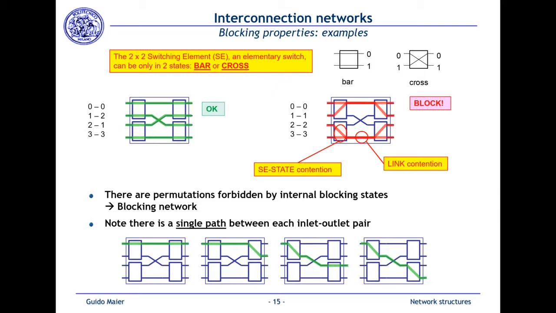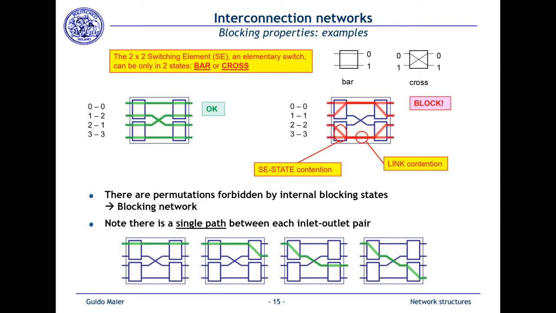So internally here you cannot have any internal blocking state, both here but also here. When you have this kind of architecture, you can prove that you are in the strict sense non-blocking case. For example, when you want to make this transition, we take the same permutations as before. So here we had 0, 0, 1, 1, 2, 2, 3, 3, and here we have 0, 0, 1, 2, 2, 1, 3, 3.